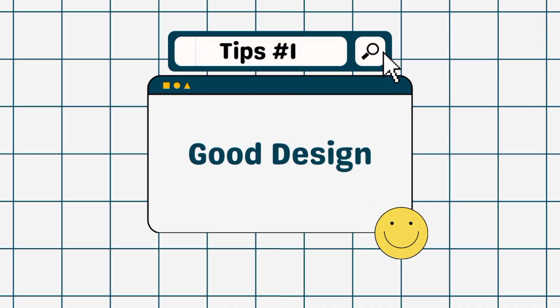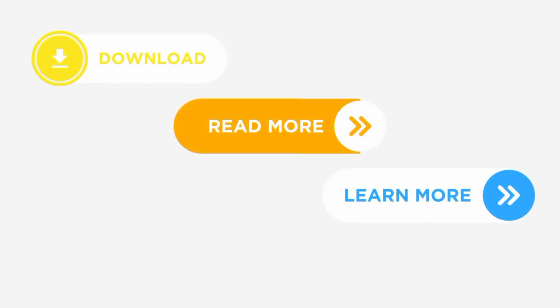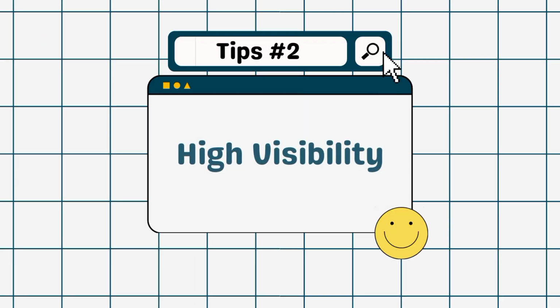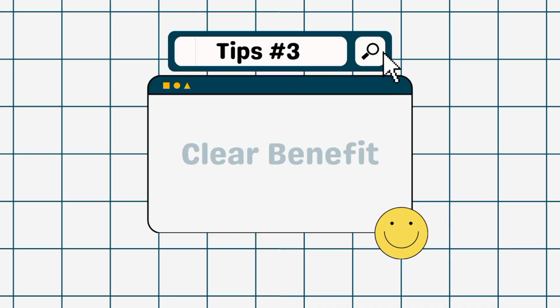The first one is good design. The best call to action needs to grab the user's attention. So a bright button color that contrasts with the color of the page or an email is an effective strategy. The second one is high visibility. Because the call to action should be the most noticeable thing on the page, the font size should be large enough to command attention.